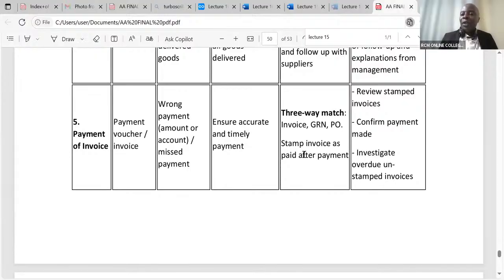So on the other side of the coin, when I come in as an auditor, I will ask for all the stamped invoices. Of course, it can't be all of them, I can go for a sample. And then I'll review the stamped invoices and confirm payments made through the bank on a sample basis. So if you're telling me you paid Dr. Aura here, I'll ask for the bank statement and look for Dr. Aura and see whether the payment was made. Investigate overdue and stamped invoices.